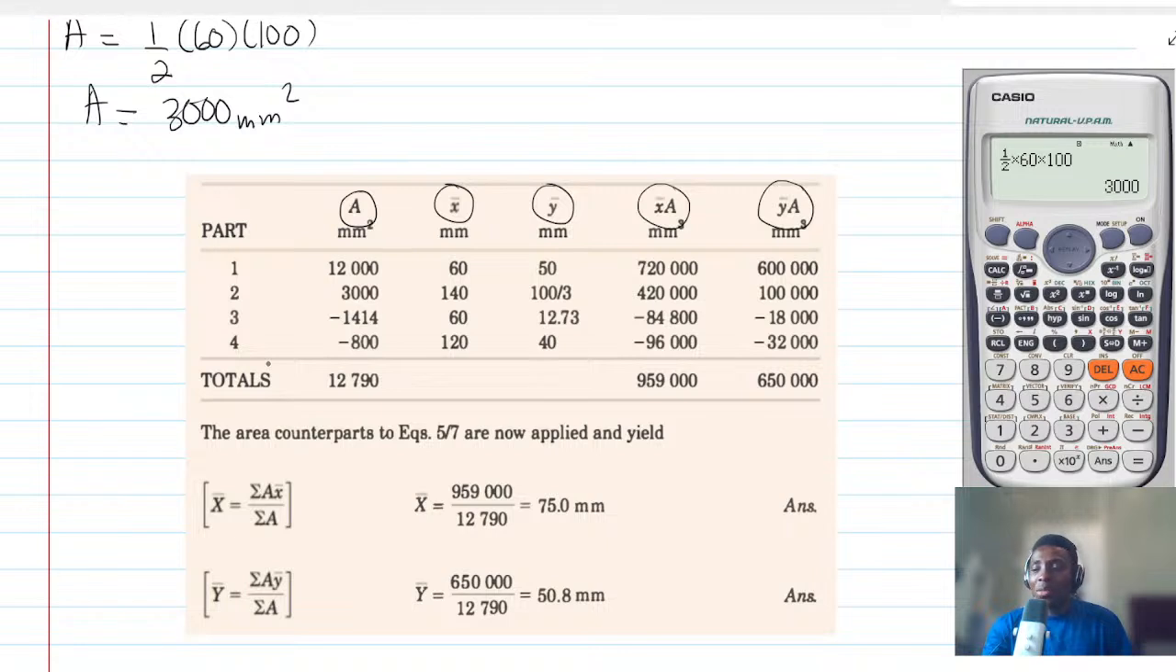So any question up to this point? We are done with the centroids. Any question up to this point, please?